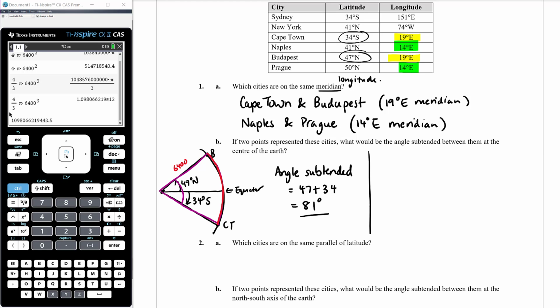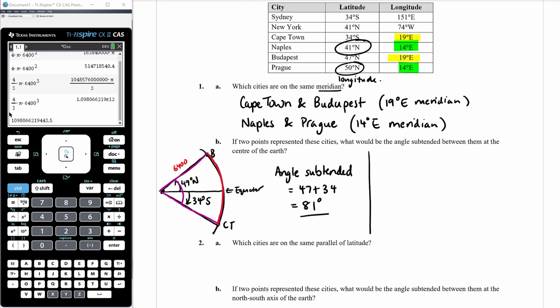So the second part, part B, we've got Naples and Prague. We see that they are both north of the equator. It's really important that you think about a diagram rather than just come up with a general rule of, oh, to work out the angle between them, you add together the two angles. We added together those two angles because one was south and one was north. Whereas with these two, when they're both north, we're going to need to do a subtraction. So we need to think about what's happening here.